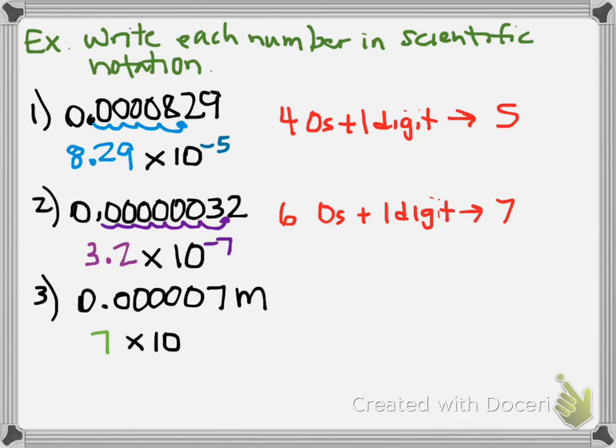What do you think the exponent's going to be on this number? You say negative 6. Let's see if he's right. 1, 2, 3, 4, 5, 6. Yeah, and if you think about it, we had 5 zeros, plus we needed to get around 1 digit. So there would have been 6. Very good.